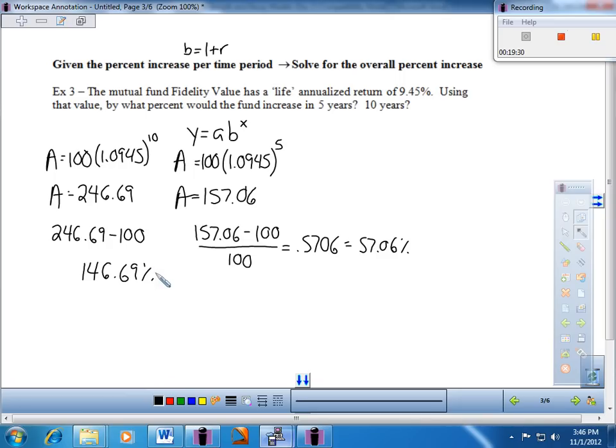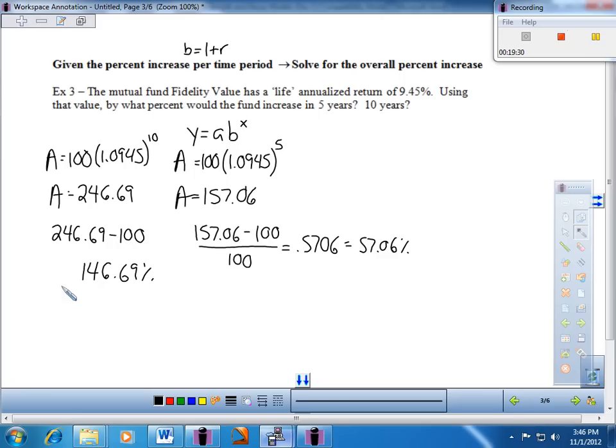And you can see we've talked about this before. This is almost, well, it's between doubling and tripling. It's 2.5 times what you started with, starting with 100 and getting up to almost 250. And remember, between doubling and tripling would be in between 100 and 200%. We've seen that before. All right, good one.